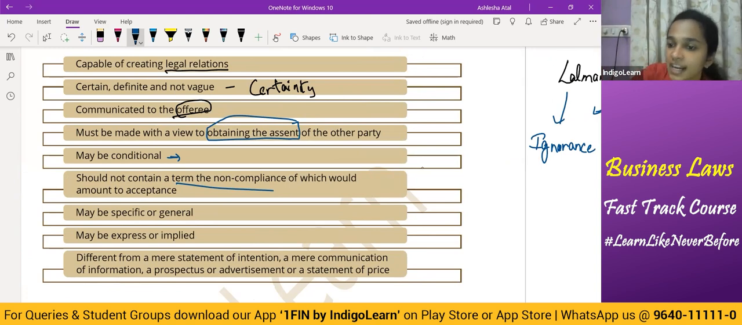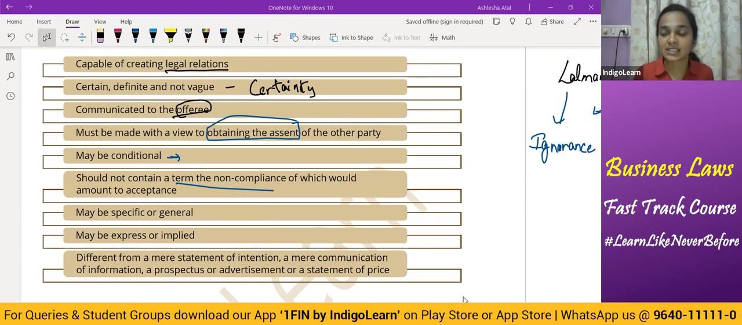I did not understand your question. Can you be a little more clear? Offer may be conditional, basically means that, say, I have made an offer to you and I state that the payment you have to make only through any banking channel. I accept only, say, UPI payment. So those types of conditions can be a part of offer. There cannot be any condition wherein I say that if you do not accept within a week, then I'll assume it to be accepted. So there should be no term in the offer where the non-compliance would amount to acceptance.